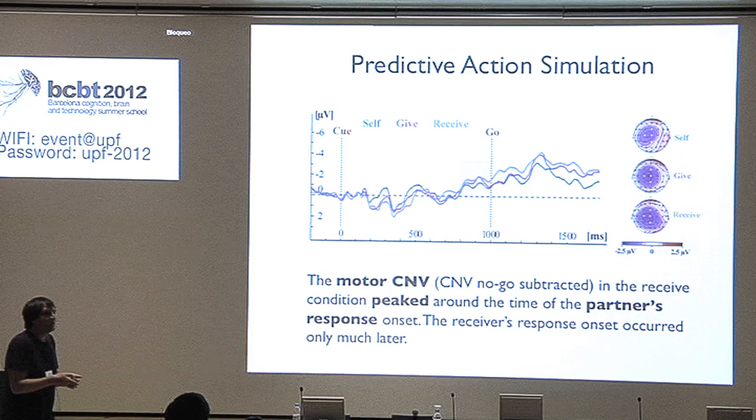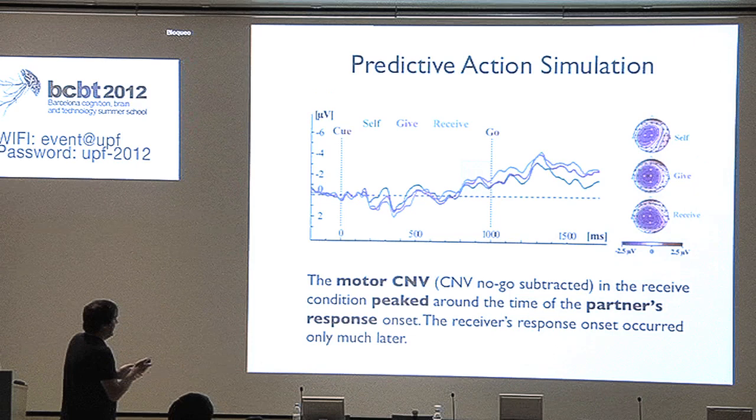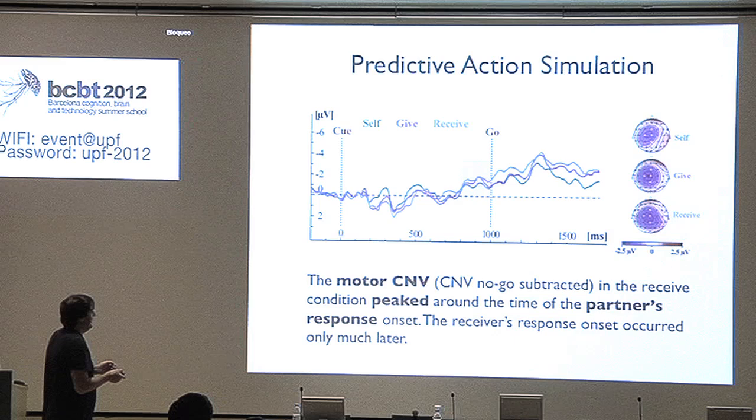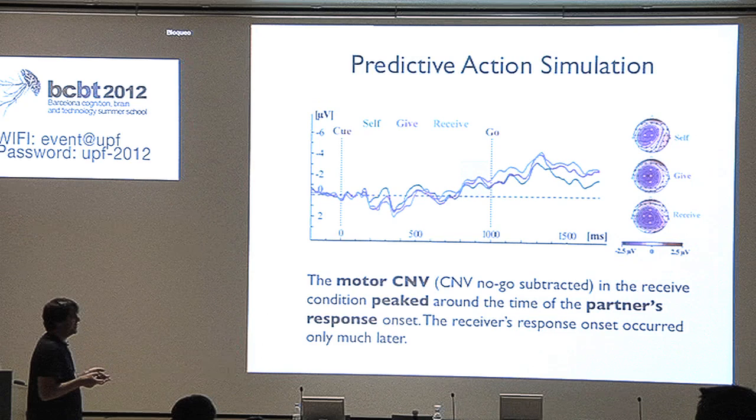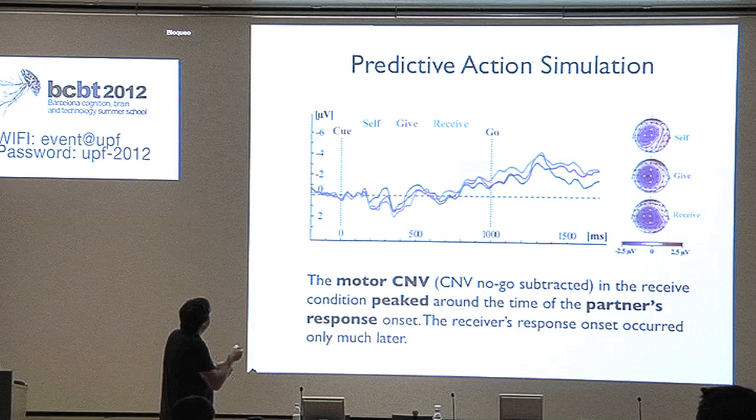Now let's look at the EEG signals. What we are going to look at is a component that's called the motor CNV. Basically, what we do is we subtract the no-go condition from 3 different conditions. We subtract it from a condition where people perform an individual action. So that's the green line.